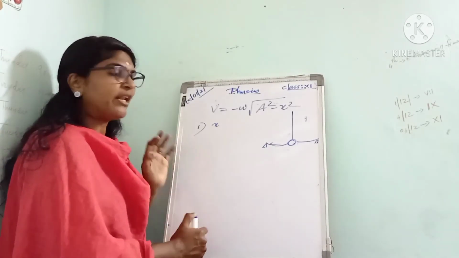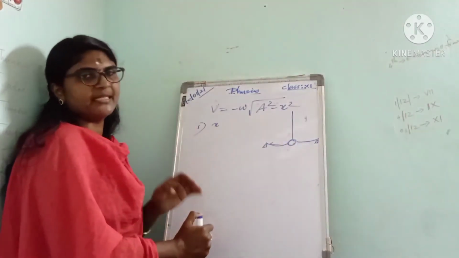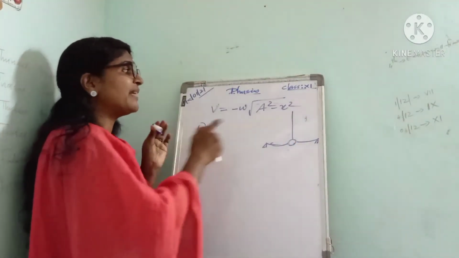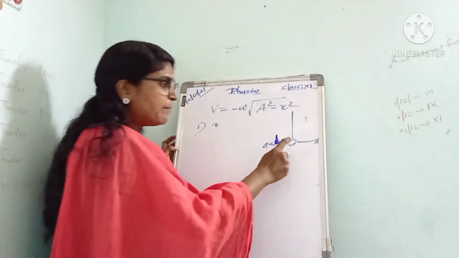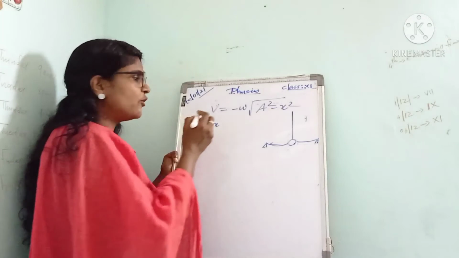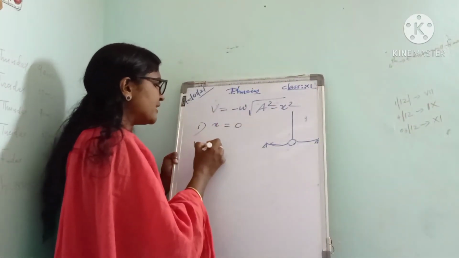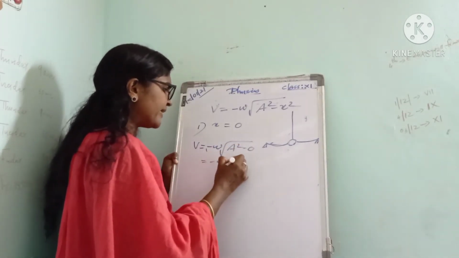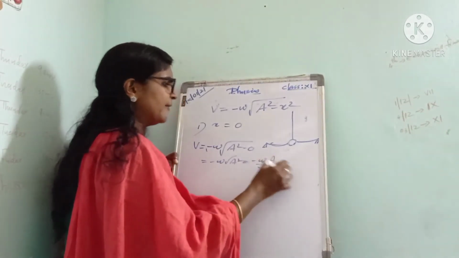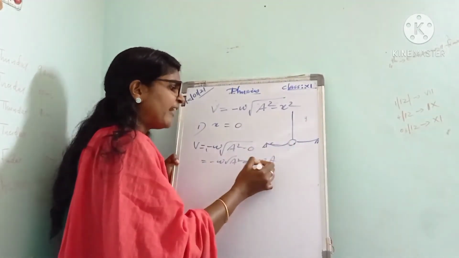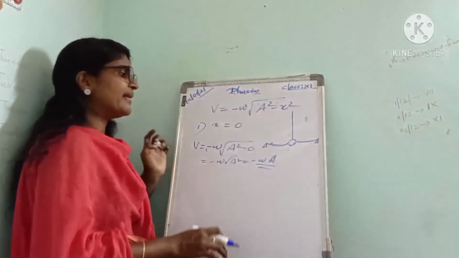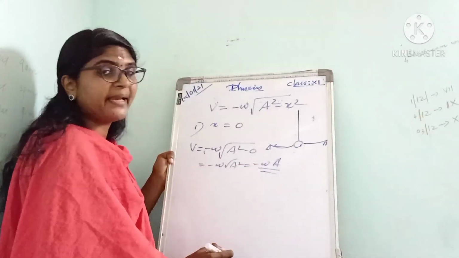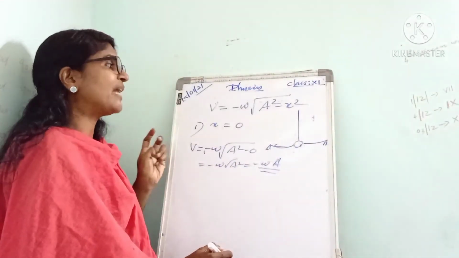Next we can find the velocity at the mean position and the two extreme positions. When the particle is at the mean position, what about its displacement x? x equal to 0. Therefore, the velocity v is equal to minus omega square root of a square minus 0. So, minus omega root a square, actually it is minus omega a. That is, at the mean position, the vibrating particle moves with a velocity minus omega a. Then what about at the extreme position?